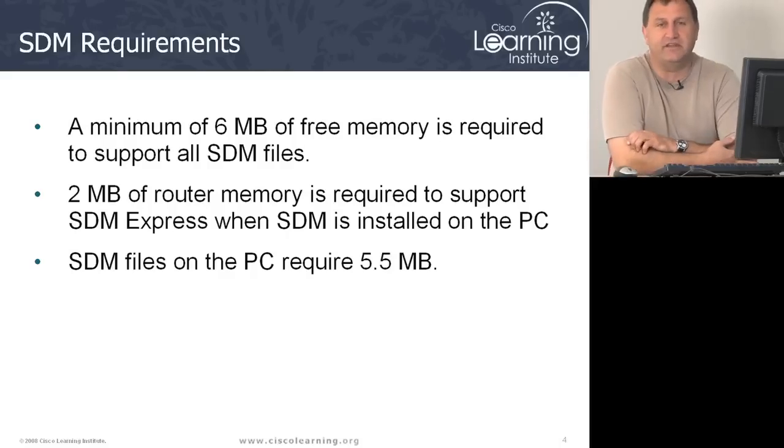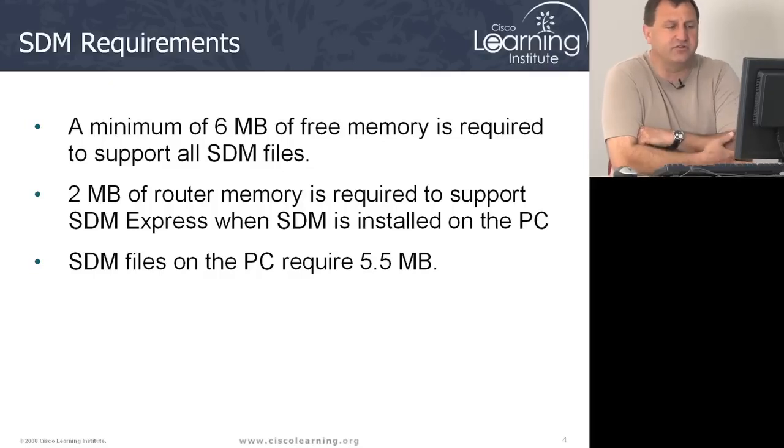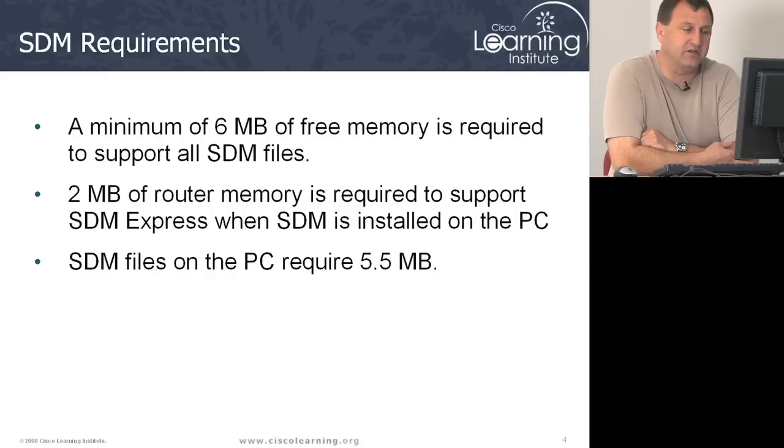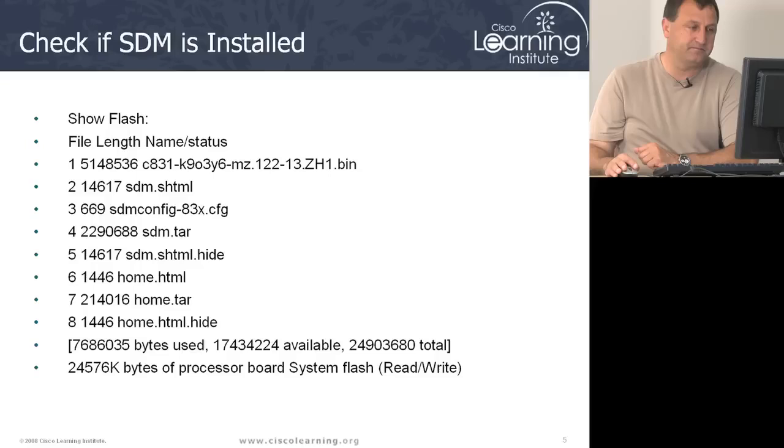Just a little bit about what you need to run SDM. You need to, in some cases, upgrade the memory in your routers. It requires 6 megabytes of free memory to run on the router side. Now, they do have a version called SDM Express, which only requires 2 meg of additional memory on your router. And then finally, your PC has got to be able to handle 5.5 meg, not much on today's systems.